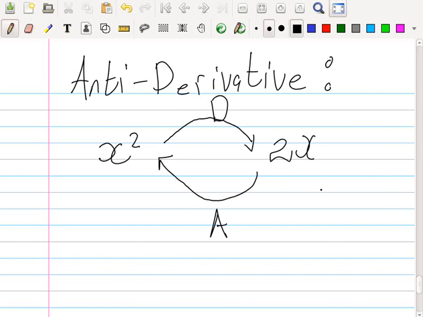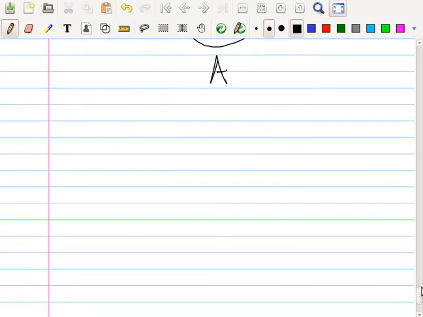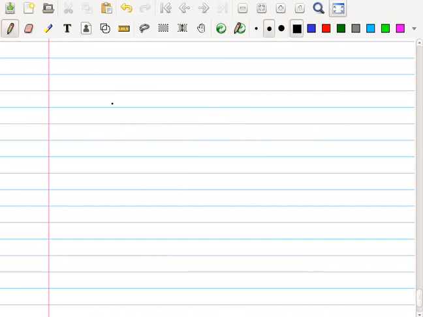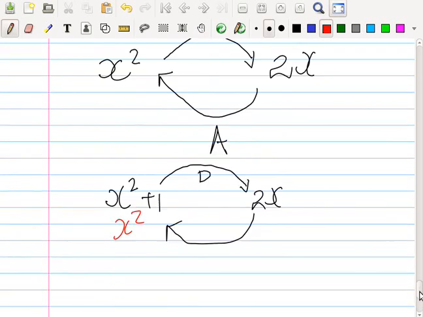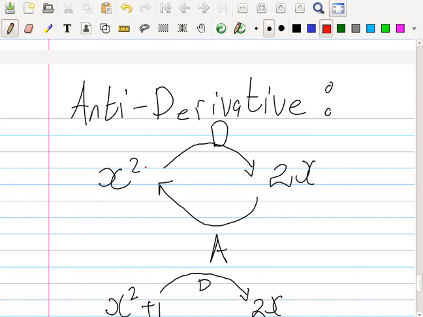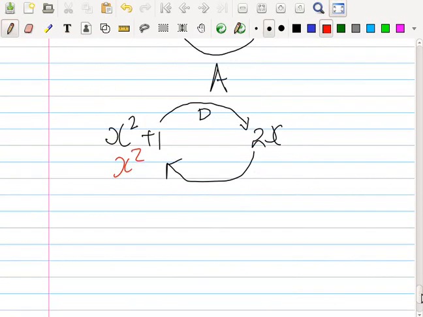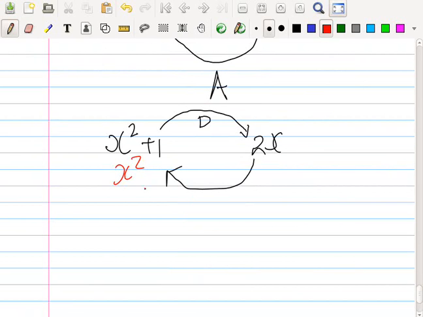Now let's look at this complication. So let's imagine for the moment I had x squared plus 1. What's the derivative here? 2x. And what's the antiderivative of 2x? Well, this is the thing. Previously I said the antiderivative of 2x is x squared. But if I say it's x squared here, it doesn't quite take me back to the original, does it?